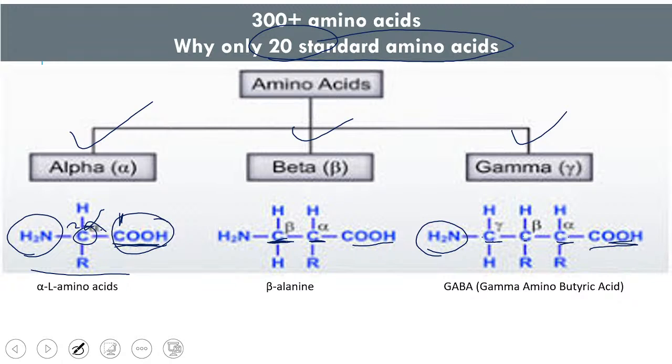Why so? Can anyone give me the answer? Why can we use only 20 amino acids for protein synthesis? Why not 300 plus amino acids? You can type in the chat box if you have any answer. Does anyone have any answer? Ehtisham, Akshay, Manpreet, Nasir, Sivangi, Kanhai, anyone?